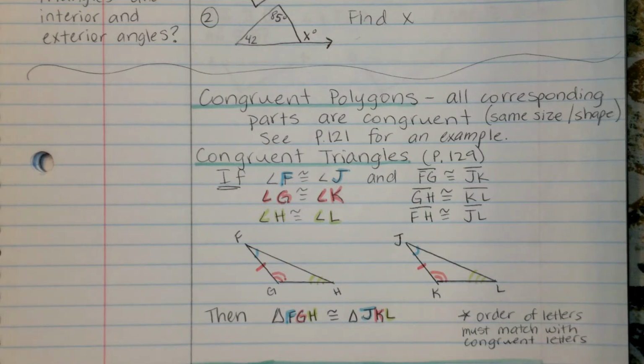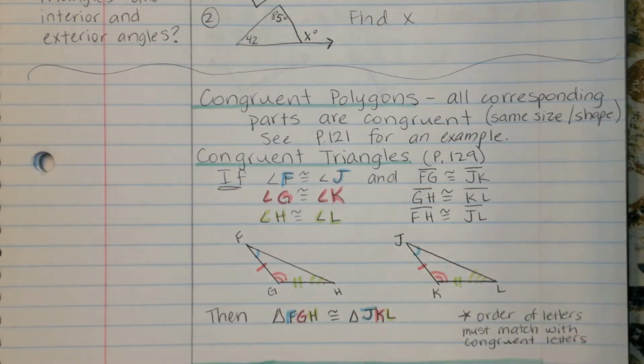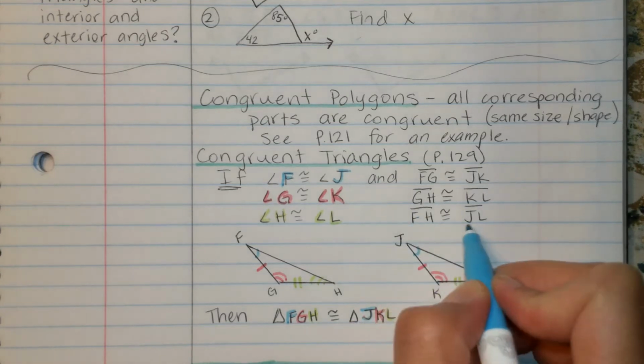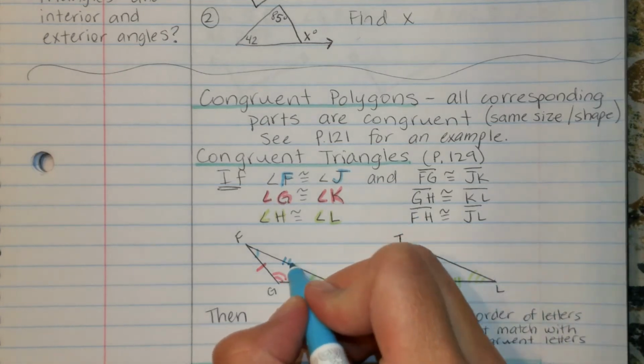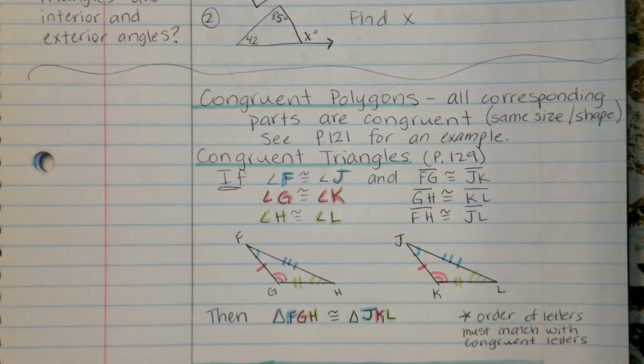What is that one? GH. Okay, so I'll do 2 marks and then 2 marks. Okay, and then the last one, FH is congruent to JL. 1, 2, 3, and 1, 2, 3. Okay, so I'm just showing how basically we would say that's how they correspond. It's how they match up.